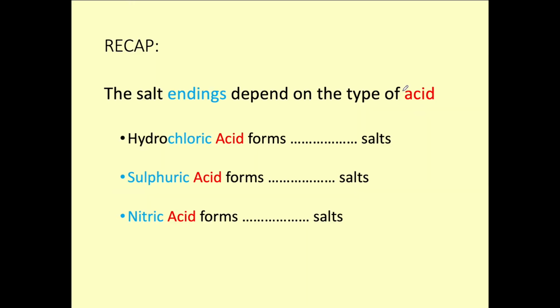So I just want to recap from our previous lesson. Hydrochloric acid forms chloride salts, sulfuric acid forms sulfate salts, and nitric acid forms nitrate salts. This is already written on your worksheet, so we don't need to write it out again, but just make sure that we are comfortable using those endings for our salts.